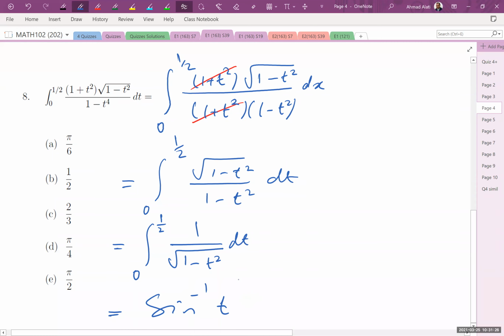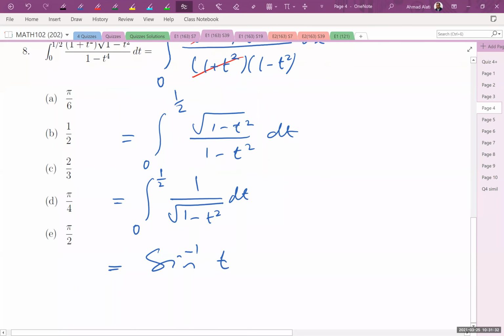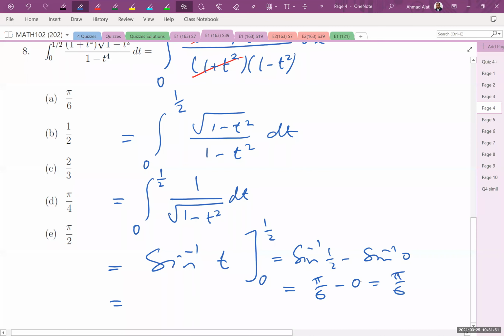Yes, the integral is sine inverse t, or the arc sine that you mention. This is a direct integral from the table of integrals, from 0 to a half. It is just sine inverse a half minus sine inverse 0. So sine inverse a half is pi over 6. Pi over 6. Excellent, Munir. Good.